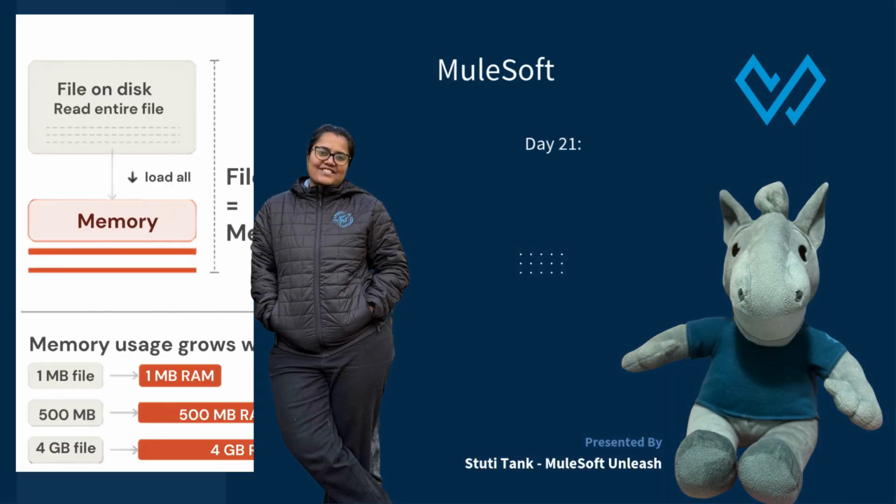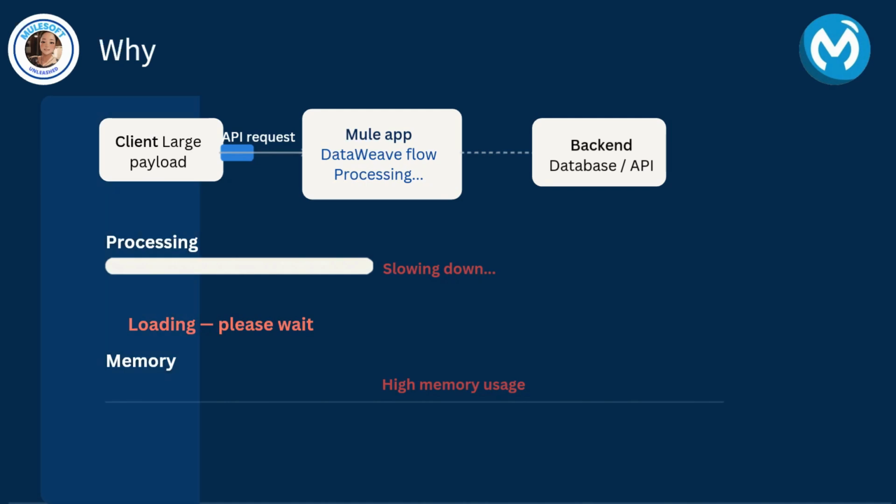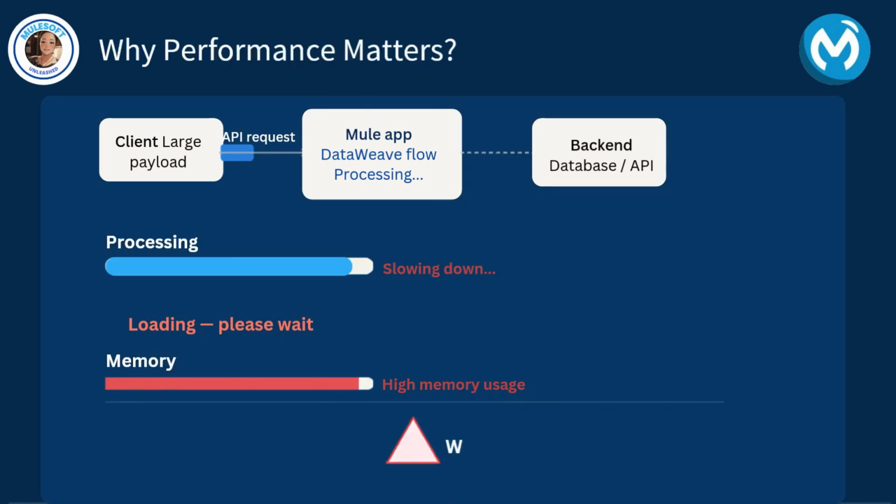Have you ever wondered why your Mule application suddenly becomes slow when processing large payloads? Or why a DataWeave transformation that works perfectly with a few hundred records starts struggling when the payload grows to thousands or even millions? Is it the Mule runtime, is it the API, or is your infrastructure running out of resources? Well, not always. In many cases, the real bottleneck is the DataWeave transformation itself.